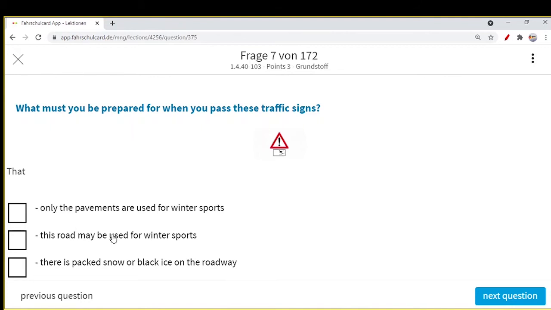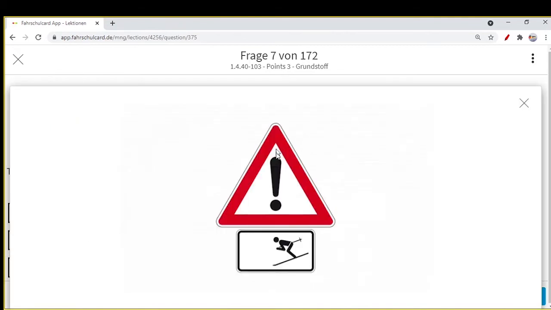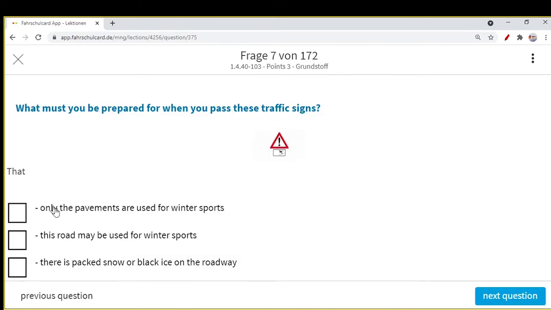That only the pavement is used for the winter sport? No, they are saying there is no extra indication that only the roadside or pavement is being used for the sport. No, the whole road could be used. This option is not correct.